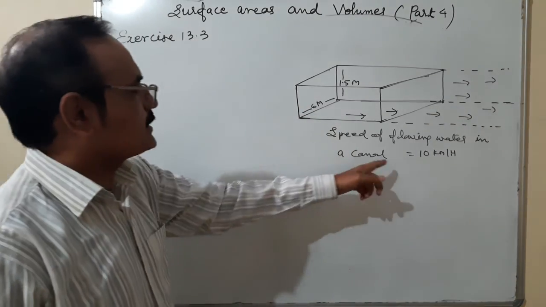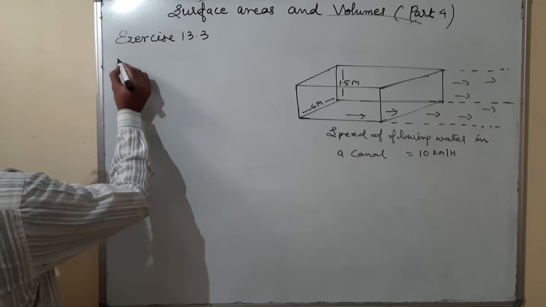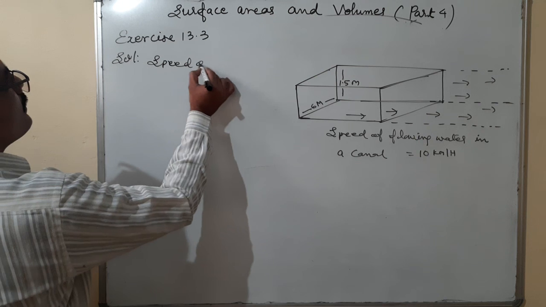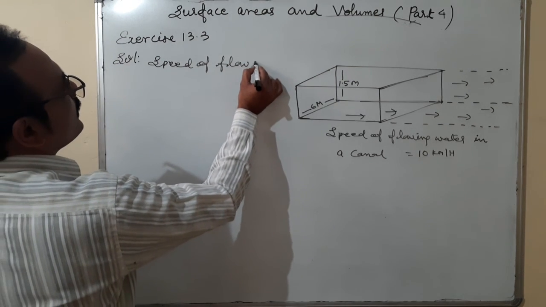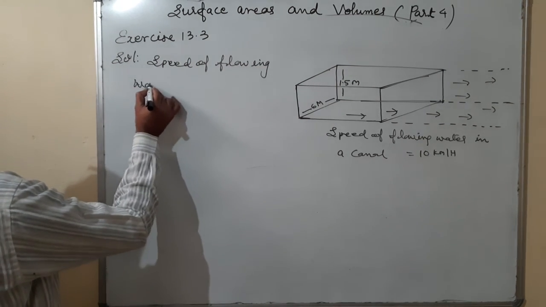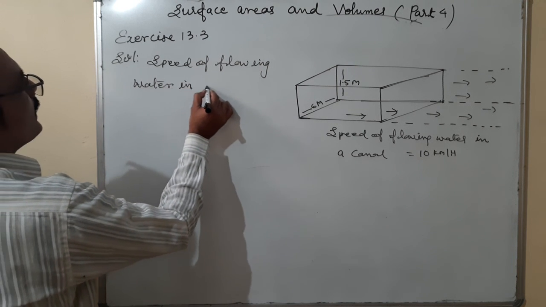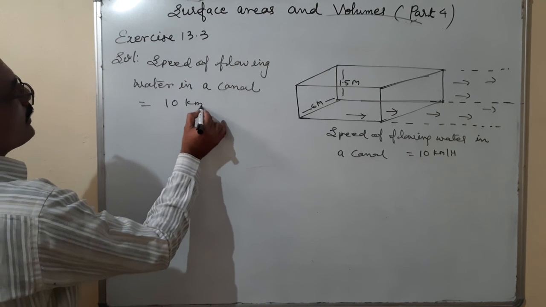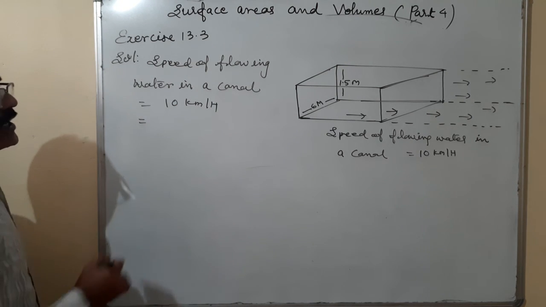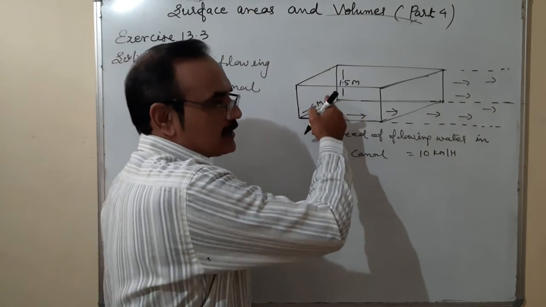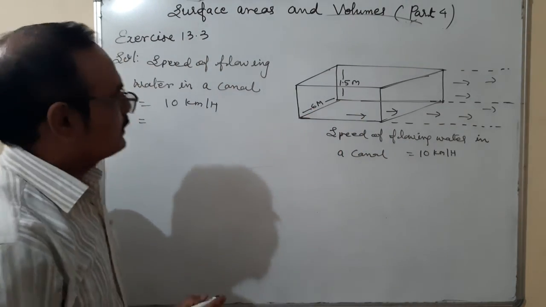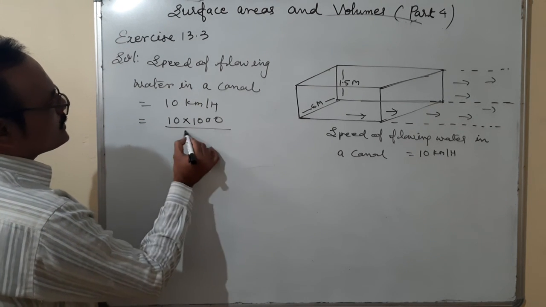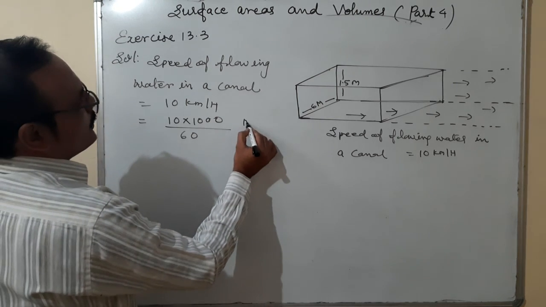So first of all, it is given that the speed of flowing water in a canal is equal to 10 kilometer per hour. This 10 kilometer per hour I want to convert, because other terms are in meter and the time is given in minute. So I am converting into 10 multiplied by 1000 upon 60. What is it? It is meter per minute.